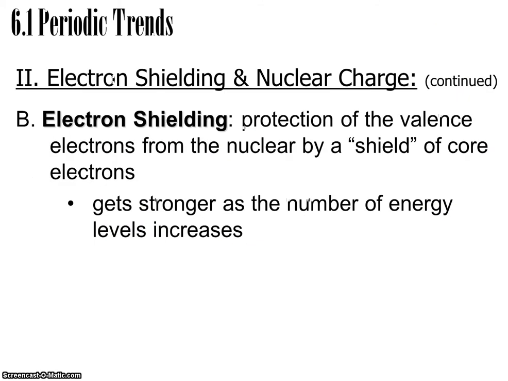The second term we need to know is electron shielding. Electron shielding is the protection of the valence electrons from the nuclear charge by a shield of core electrons. So inner electrons or core electrons are going to absorb the nuclear charge, and that makes it so that the valence electrons do not feel the nuclear charge as much as the inner electrons. The electron shielding gets stronger as the number of energy levels increases, which makes sense because that means there are more core electrons to be shielding.